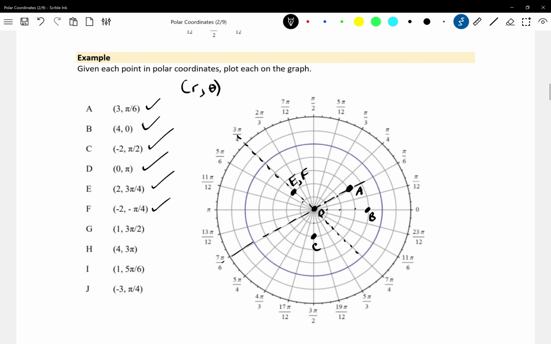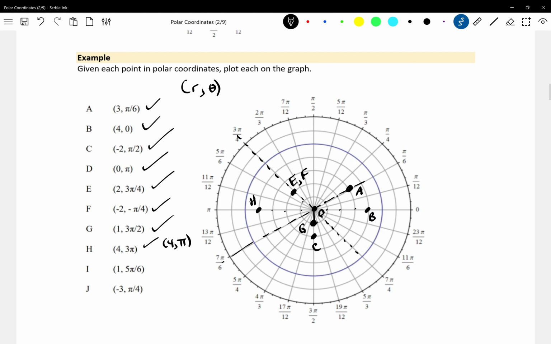1 comma 3 pi over 2. Well, if I incline 3 pi over 2, that means I am facing in the direction of 270 degrees, and that's actually right there. So that is point G. 4 comma 3 pi. Well, 3 pi would mean I'm going around the world once and then 180 degrees. So basically 3 pi is the same as pi. 1, 2, 3, 4. So that is H. Just thing to notice about 4 comma 3 pi, it is in the exact same position as 4 comma pi. Kind of interesting to think about.